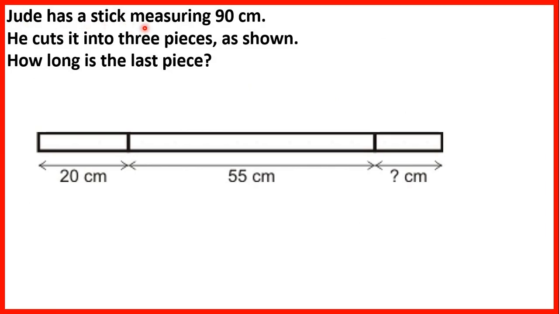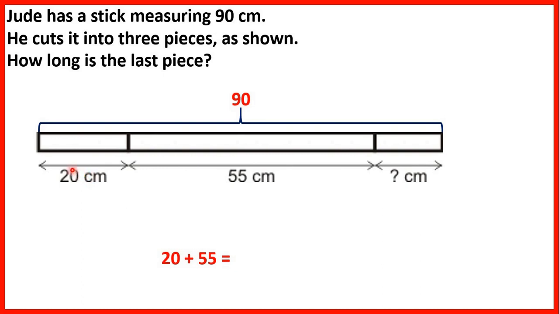Jude has a stick measuring 90 centimeters. He cuts it into 3 pieces as shown. How long is the last piece? So we need to find the length of this piece here. And we know that the total length of all 3 pieces will be 90 centimeters. So we can work out the lengths of these two together. So work out 20 plus 55, and that gives us 75.